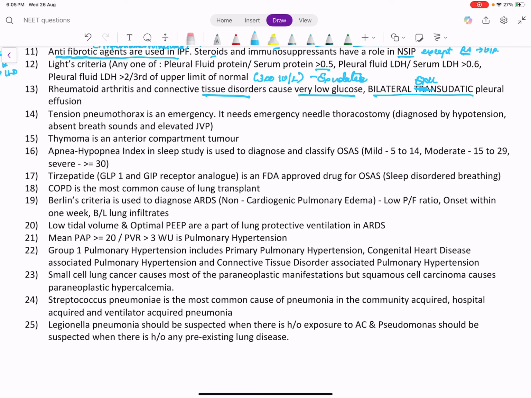Now about the other pleural disease, which is tension pneumothorax. It's not pneumothorax, it is tension pneumothorax. It's an emergency. Why is it an emergency? It causes hypotension, elevated JVP and absent breath sounds, because when the lungs get collapsed due to tension pneumothorax, the heart will not get filled. So JVP will be elevated and blood will not enter from the lungs to the heart. So there will be hypotension. The treatment is immediate needle thoracostomy followed by ICD.